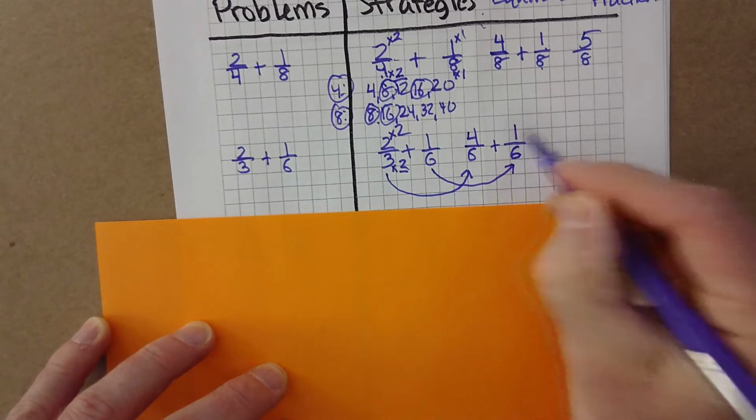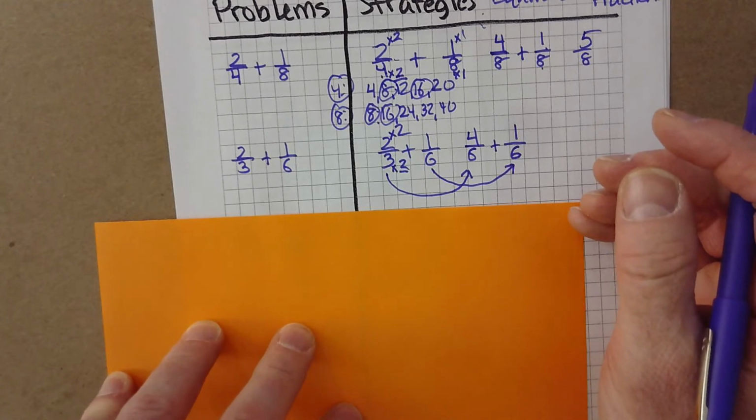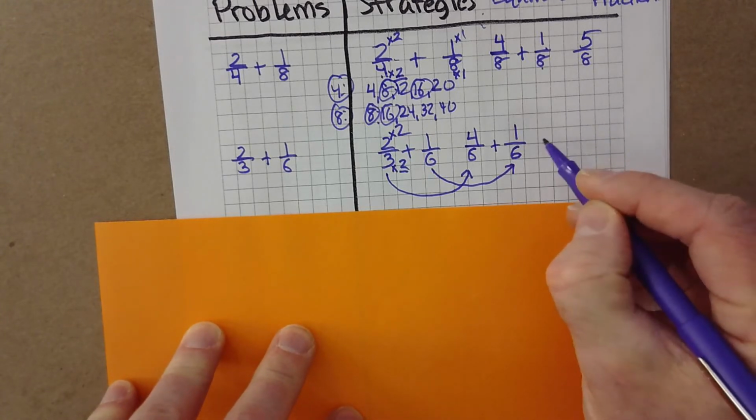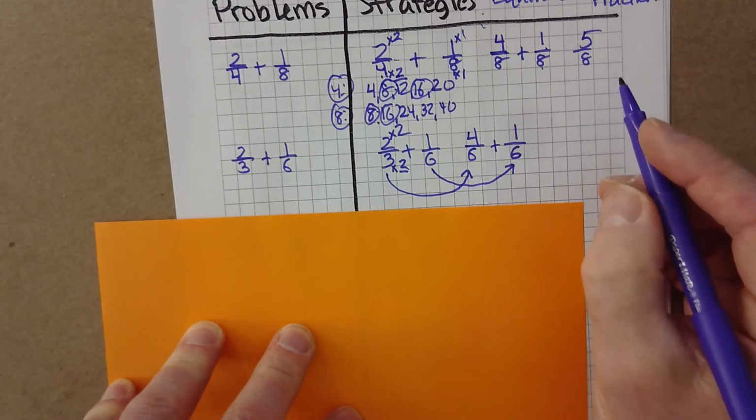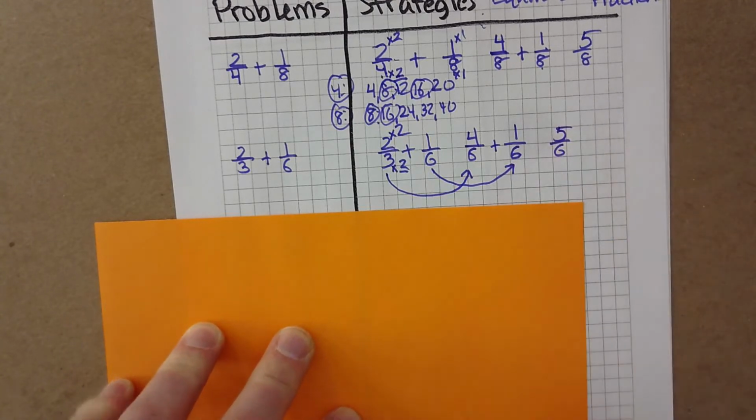1/6. Now we can add them together because, why? The common denominators. So 4/6 and 1/6 equals 5/6 again. So that was a pretty easy one.